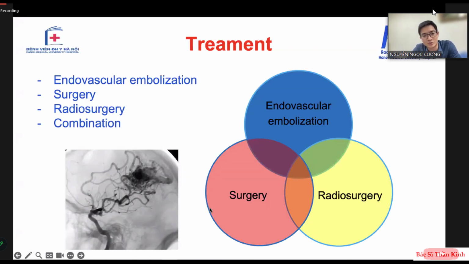So that's why we have to combine with surgery and radiosurgery for large AVMs. The small AVM is quite easy to treat by endovascular, but the medium and large AVMs we cannot treat only by endovascular embolization, except some simple AVMs with 1 or 2 or 3 feeding arteries. We cannot do embolization totally by the endovascular way.